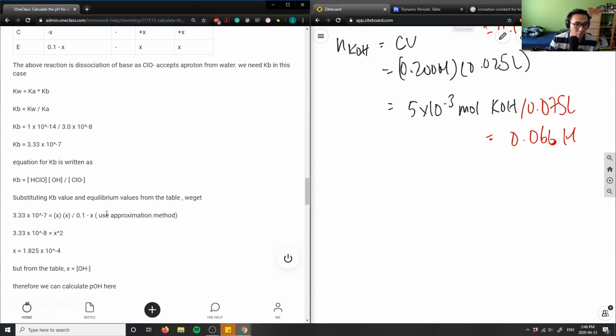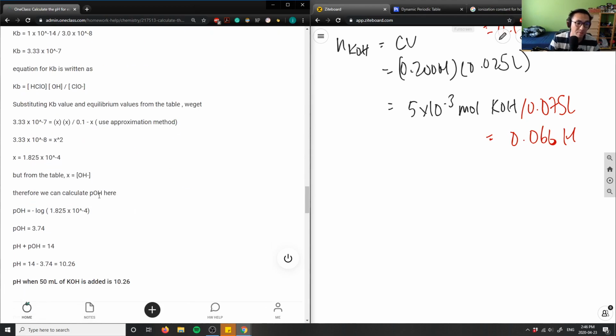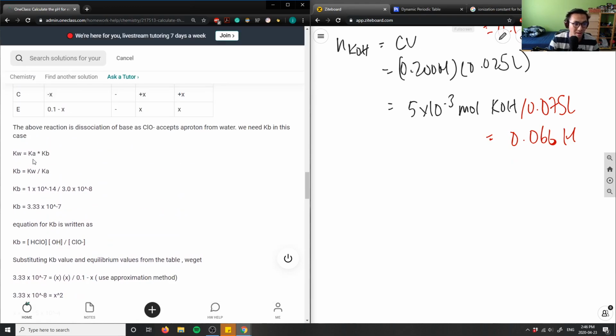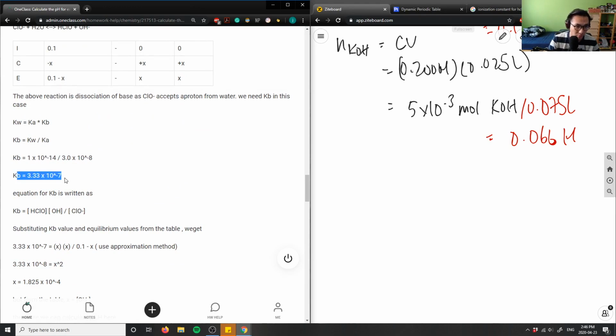And again, what we're doing here is solving for our Kb expression, because now we're adding more base than acid, so we want to use our Kb. Therefore, we solve for our Kb using Kw, which is 1 times 10 to the negative 14, and then you solve for your Kb, which is great.